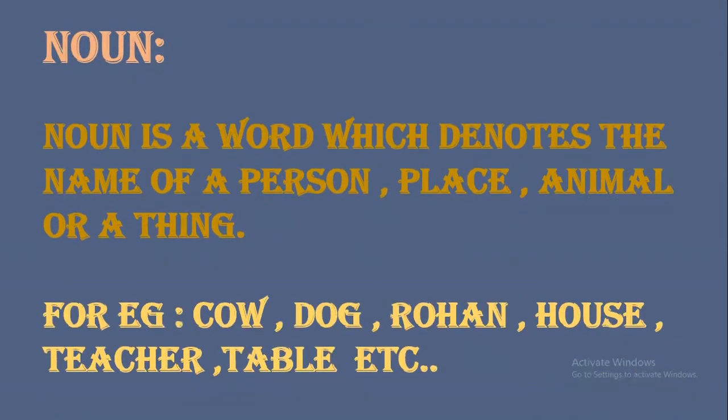Noun. Noun is a word which denotes the name of a person, place, animal, or a thing. For example, cow, dog, Rohan, house, teacher, table, etc.